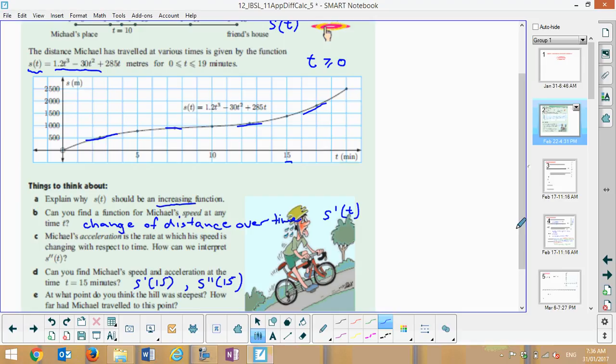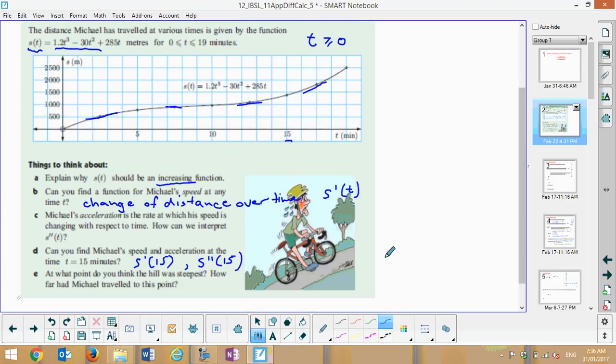At what time do you think the hill was the steepest? How far had Michael travelled at this point? If it's the steepest, then he's probably going the slowest. In other words, when's the slowest gradient of the tangent?